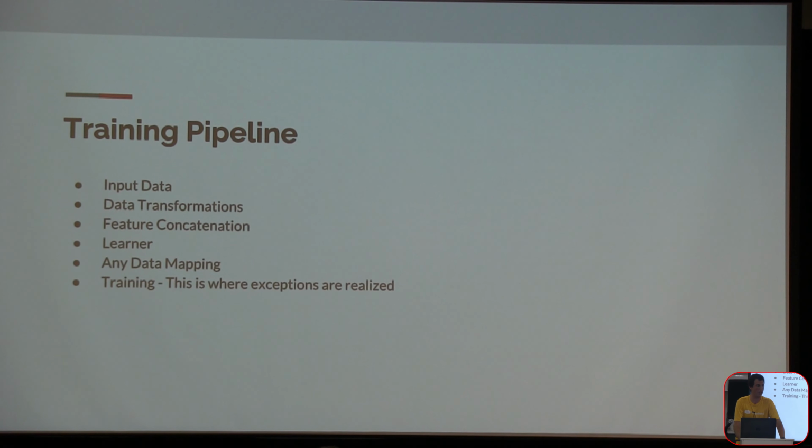So kind of going into what this process looks like. You start with a training pipeline. A training pipeline consists of input data, transformations that you're running on that data, feature concatenation, which is a type of transformation, actually training the learner, then mapping or defining the learner, then defining any data mapping from what that learner spits out, and then the actual training takes place. So you define your pipeline, and then you actually call .train on that pipeline.